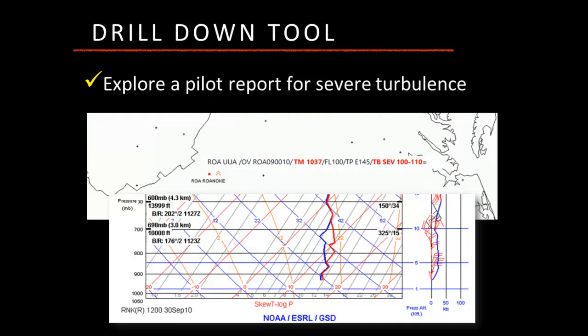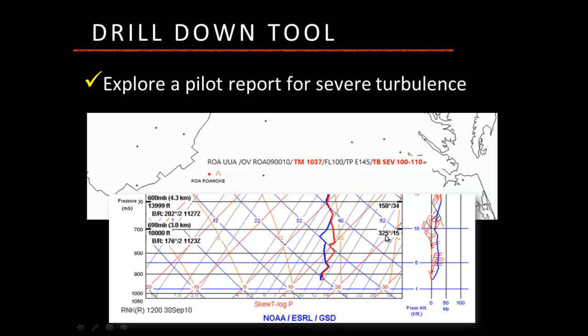And I really love to use this tool more than anything else to explore and drill down on things like a severe pilot report for turbulence. So in this particular case, I was departing out of Roanoke, Virginia, and I noticed there was a pilot report for severe turbulence at between 10 and 11,000 feet. So I pulled up the RADIOSONDE observation and took a look at it, and sure enough, I could see that the winds were really interesting at that altitude.